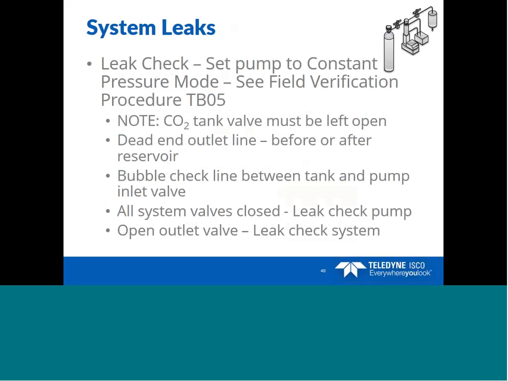Leaks can be isolated by checking the lines and systematically opening and closing the valves. Note the CO2 tank valve must always be left open to prevent overpressurizing. You dead end the outlet line, either before or after the restrictor reservoir, depending on whether you want the reservoir to be included in the leak check. Then you would bubble check the line between the tank and the pump inlet valve using tank pressure. Next, all the valves will be closed and you leak check the pump. And lastly, you'll open the outlet valve and leak check the entire system.